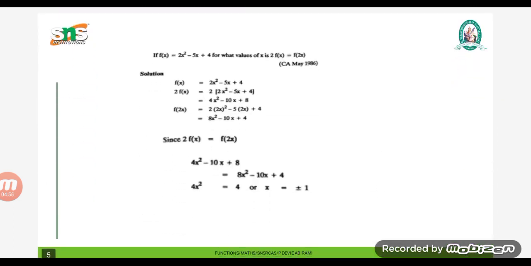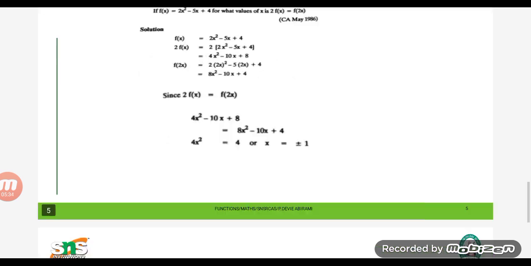My second problem: they have given the function and they have given a clue that 2f of x should be equal to f of 2x. From this I am going to calculate my x value. To find 2f of x, I am going to multiply my function by 2. So if I multiply it I will get 4x squared minus 10x plus 8. If I substitute x as 2x, I will get the equation as 8x squared minus 10x plus 4. If I equate both, I will get the x value as x is equal to plus or minus 1. So this is how we can find our x value.